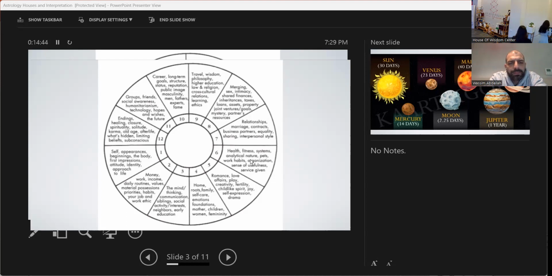Looking at house number 11, which is obviously Aquarius: groups, friends, social awareness, humanitarianism, technology, hopes, wishes, and the future. By the way, this house gets very overlooked, because it's about your friends, and you won't pay an astrologer to look at your friends, right? To tell me about my best friend or whatever. But in reality, you need to examine this house really well, because it tells you deeply about the hopes of the person, the deeper hopes, right? What they truly hope for inside themselves.